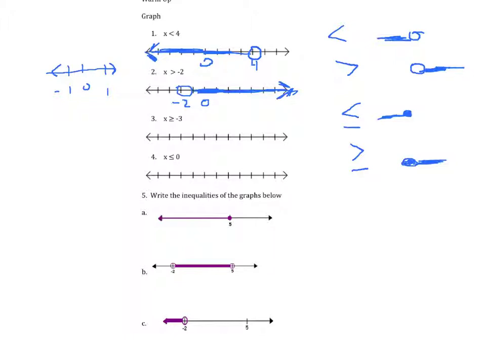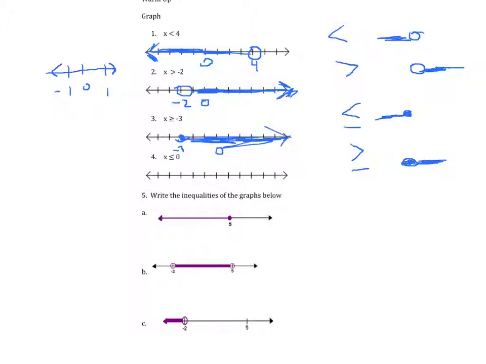x is greater than or equal to -3. You're going to have a closed circle this time because of the equal bar. So at -3, closed circle, and the direction of the arrow tells you which way to shade, and it's pointing to the right for greater than or equal to.